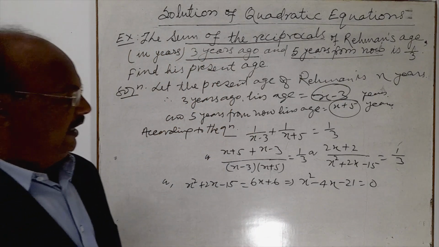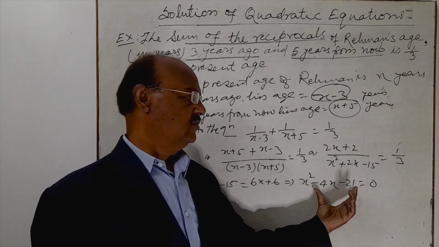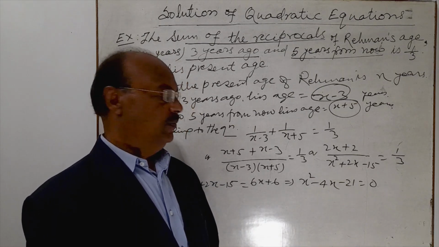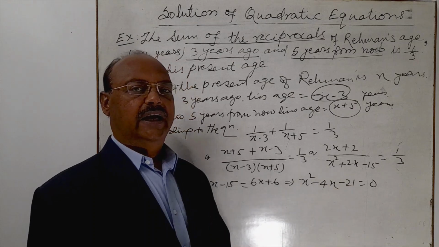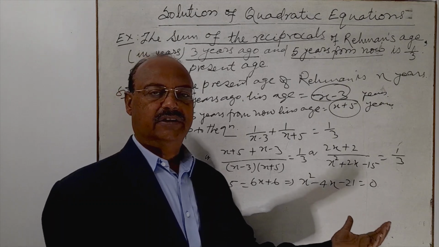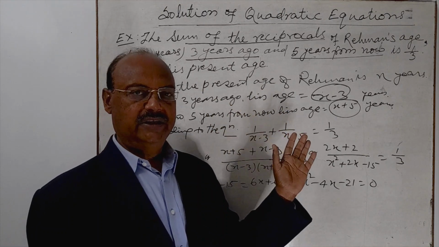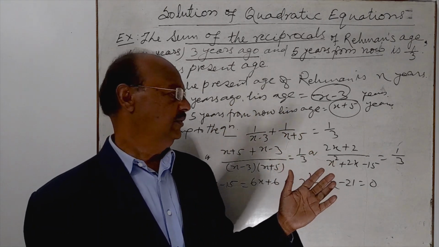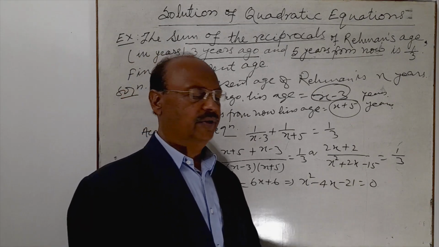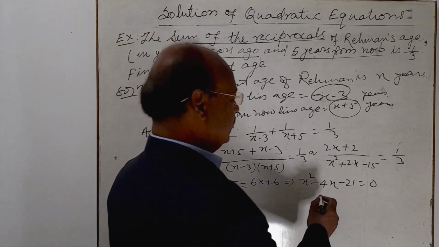Correct? And as we have discussed previously, there are 3 different methods to solve this quadratic equation. One method is factorization, the second method is completing the square, and the third method is the quadratic formula. Whichever you like, until it is clearly mentioned that you have to adopt a particular method, you can use any method. So let us try to solve this question by factorizing it. Okay, this is very simple.